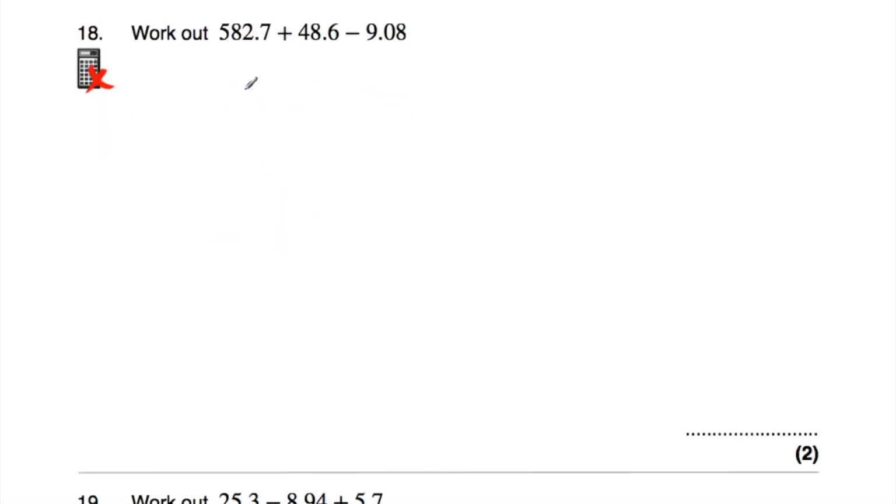Okay, so question number 18 says to work out 582.7 plus 48.6 subtract 9.08. So let's do the addition to begin with. So we're going to do 582.7 plus 48.6.